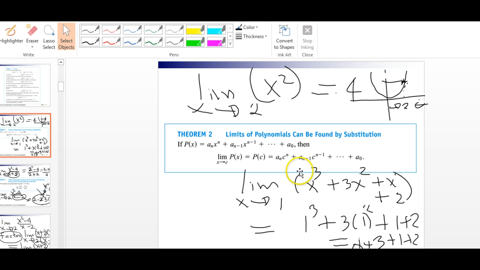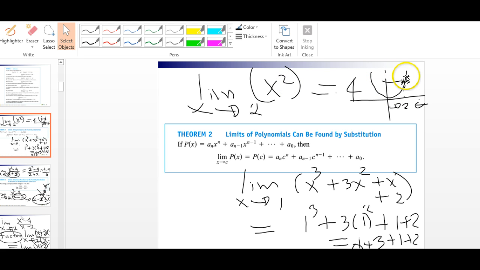If you have a polynomial and you want to find the limit at a certain point, all you need to do is plug in the number for x and you will get the answer. This is only true for polynomials. Now you may say, hey, you are cheating. You told me that it is not important what the value at the point is. That is true.